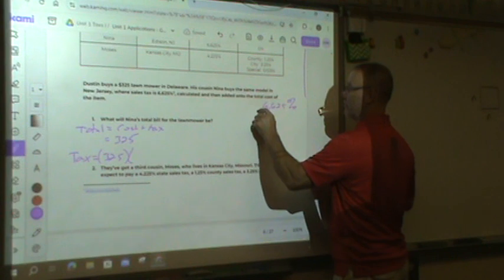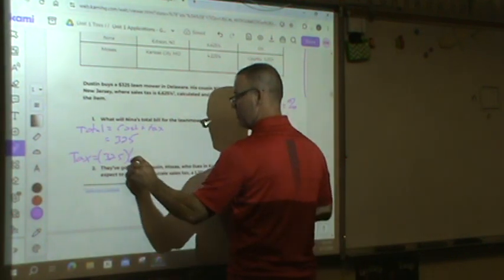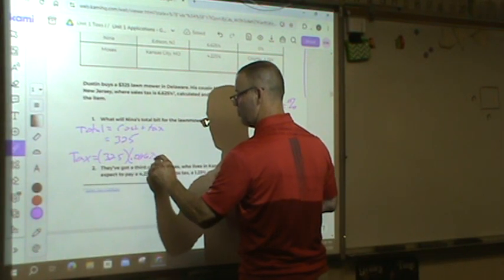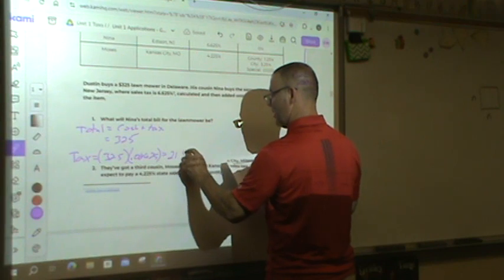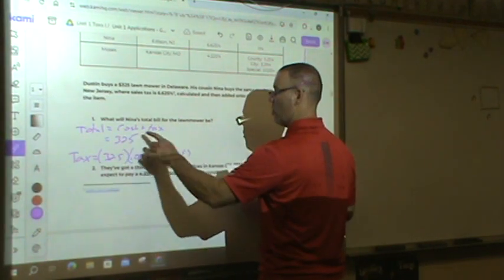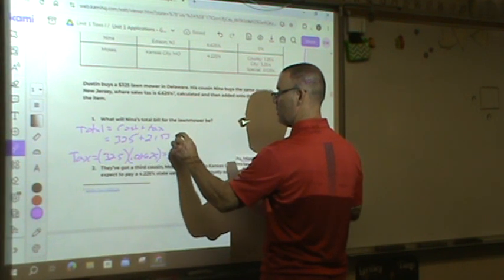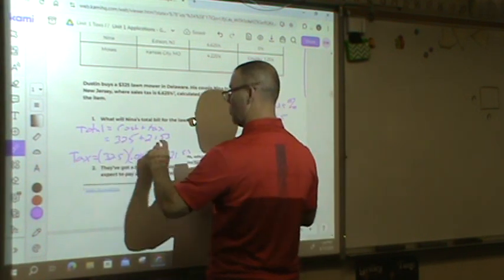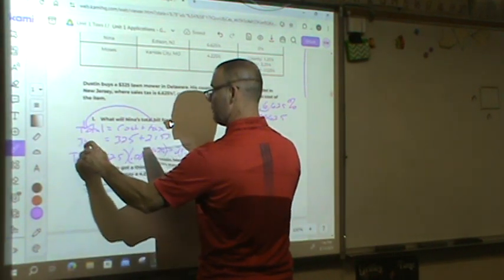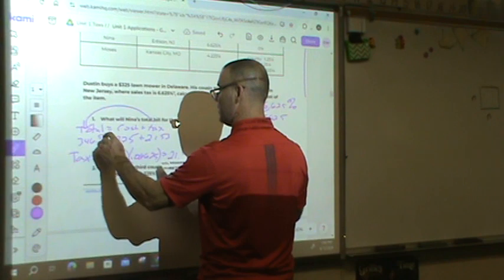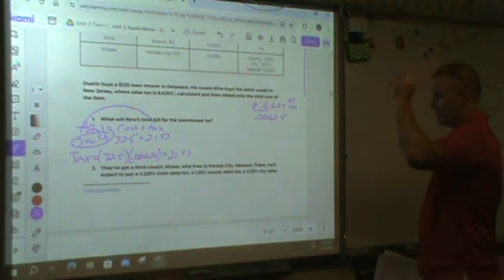6.625% was equivalent to 0.06625 as a decimal, which was equal to $21.53. So we're going to have to add the cost plus $21.53, which is going to make my total end up being $346.53.